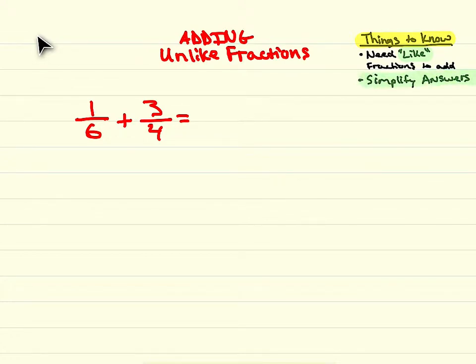To add these unlike fractions, 1/6 plus 3/4, we need to find a least common denominator, or LCD. By looking at your denominators 6 and 4, by now you should realize your least common denominator should be 12, because 6 times 2 is 12 and 4 times 3 is 12.